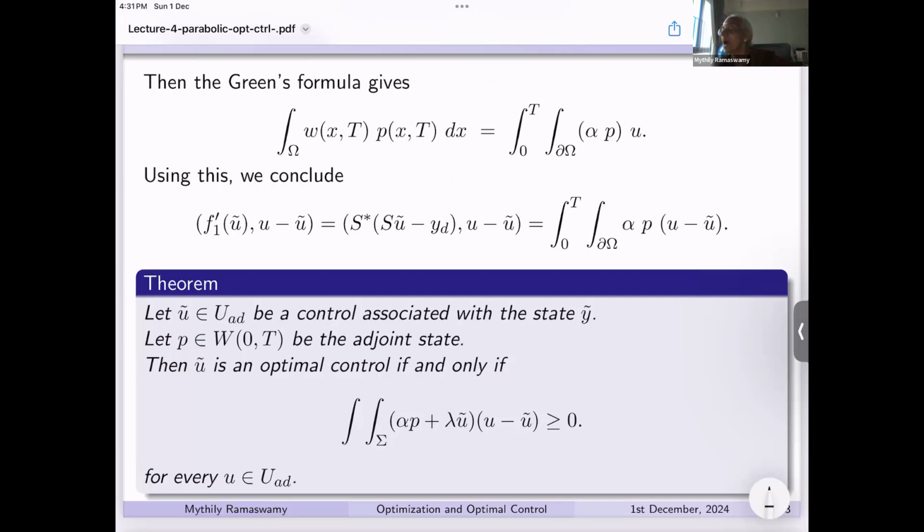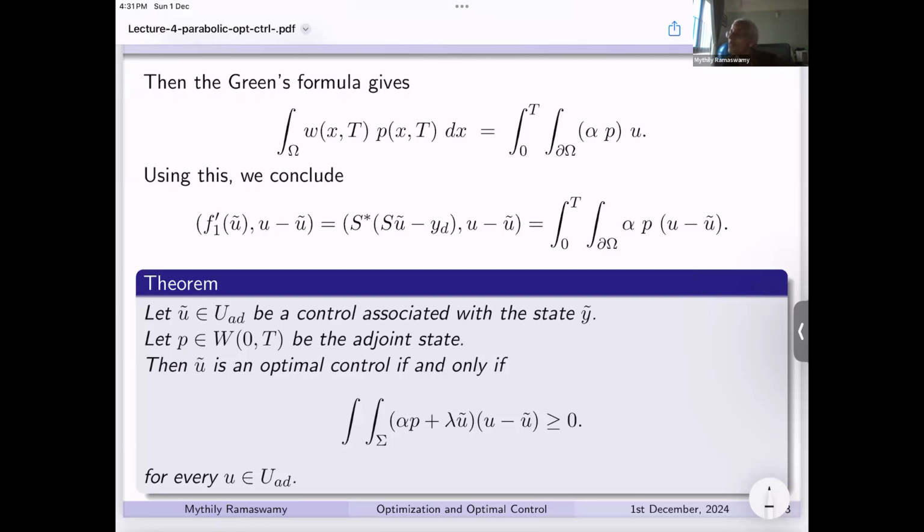Okay. So this will tell me finally how to compute S star acting on Su tilde minus y_d. And so that will be alpha p acting on u minus u bar. So this is what we were trying to find out. And then I write down the theorem. If u tilde is the optimal control, then p is the adjoint state, and then u tilde is the optimal control.